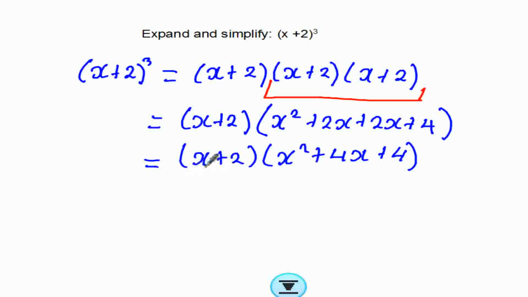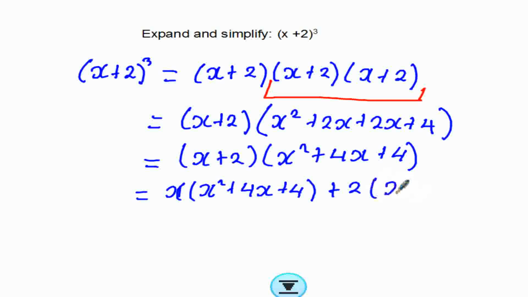Then now we are going to expand this with everything inside that bracket. So this one was the same as x into x squared plus 4x plus 4, and then plus 2 into x squared plus 4x plus 4. Now expand easily.